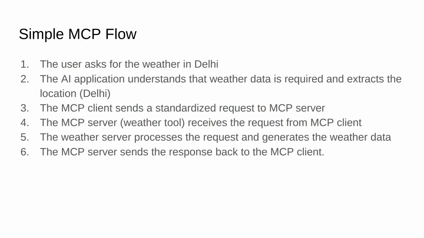Let's understand the simple MCP flow step by step with an example. First of all, let's say the user asks for the weather in Delhi. Then the AI application understands that weather data is required and extracts the location Delhi. Then the MCP client sends a standardized request to the MCP server. The MCP server receives the request from the MCP client. Then the weather server processes the request and generates the weather data. Finally, the MCP server sends the response back to the MCP client. For now, just remember MCP connects AI client and external servers so they can communicate smoothly. We'll discuss MCP client and MCP server in much more detail in the upcoming videos.